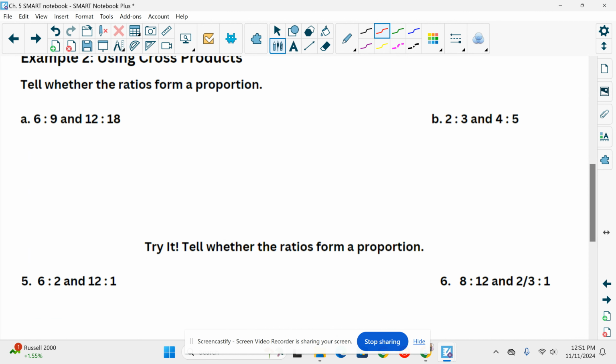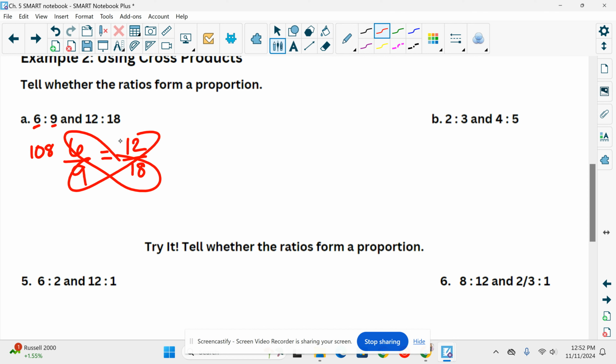The biggest thing is just remembering to keep your order and keep it organized. So the first number is always going to be your numerator. Your second number is always going to be your denominator. So you have 6 over 9 equals 12 over 18. When we cross multiply 6 times 18, I get 108. And when I do 9 times 12, I get 108. Are the cross products equal? Yes. So is it proportional? Yes. And that's all you do today.